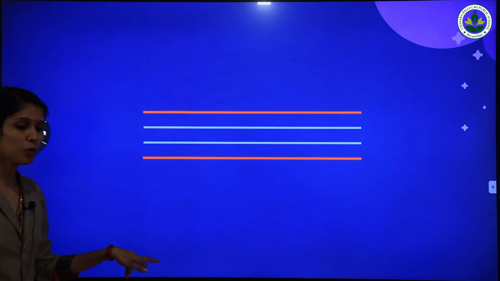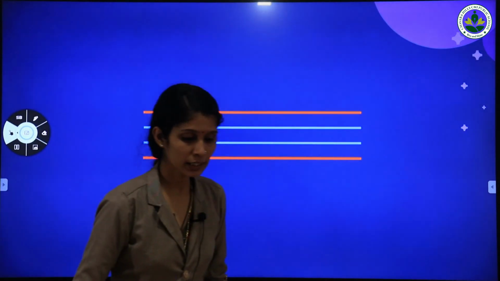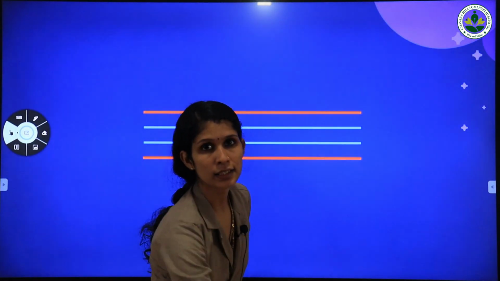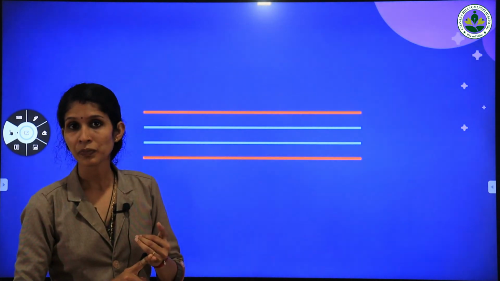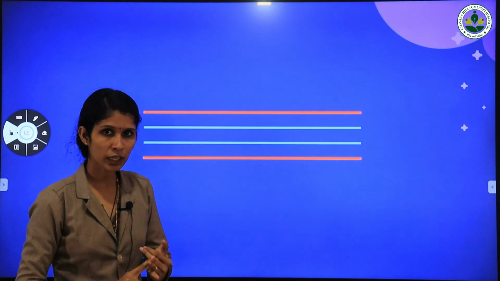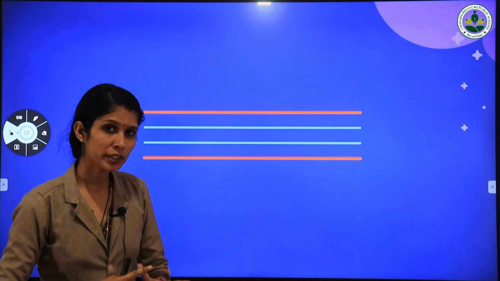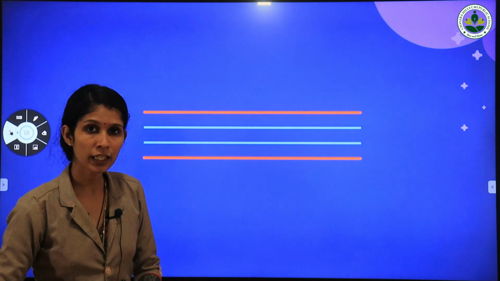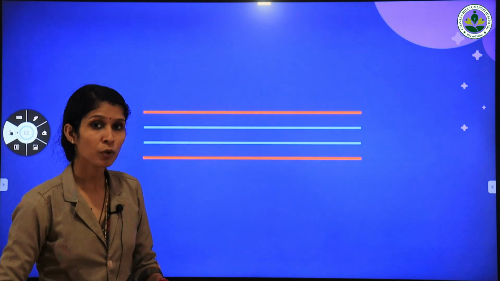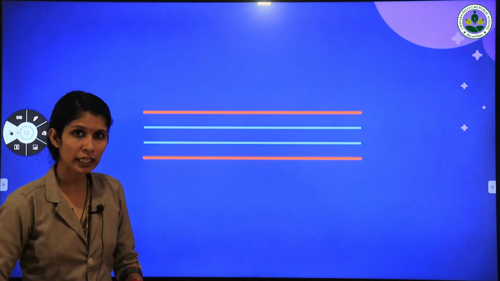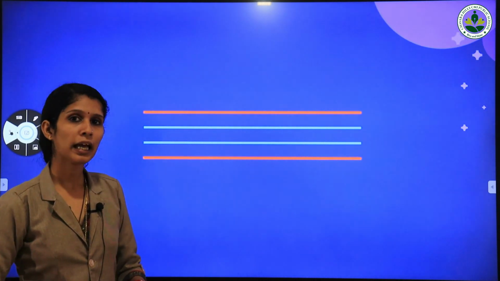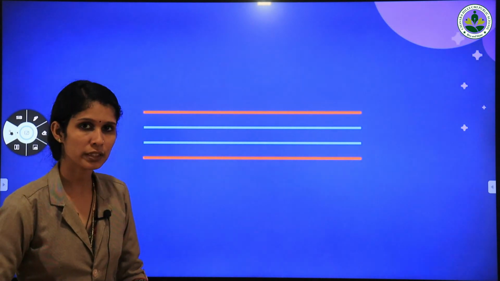Okay. Now we are going to write these letters, which is capital letter A, small letter A, capital letter B, small letter B, capital letter C, small letter C, capital letter D, small letter D, capital letter E, small letter E and capital letter F and small letter F.